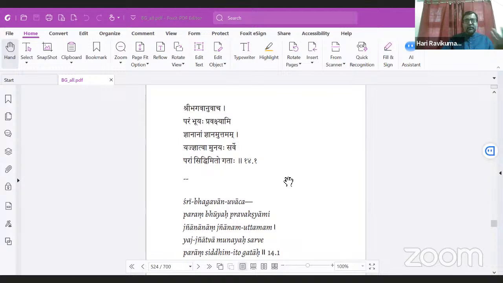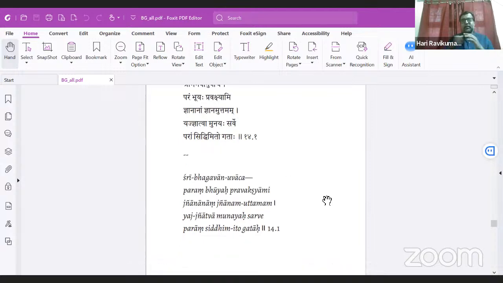So what is this wisdom? He's going to tell us. We will look at these verses. Sri Bhagavan Uvacha. Param bhuyah pravakshyami.